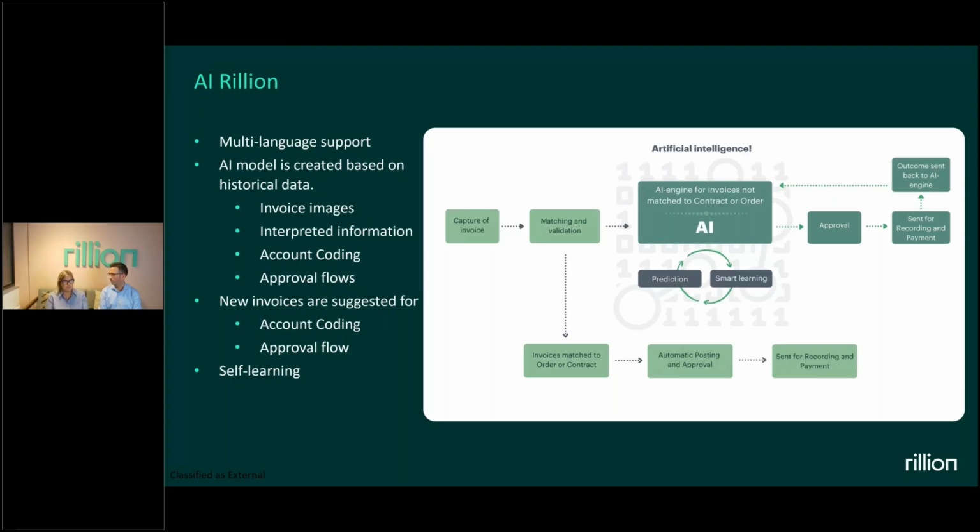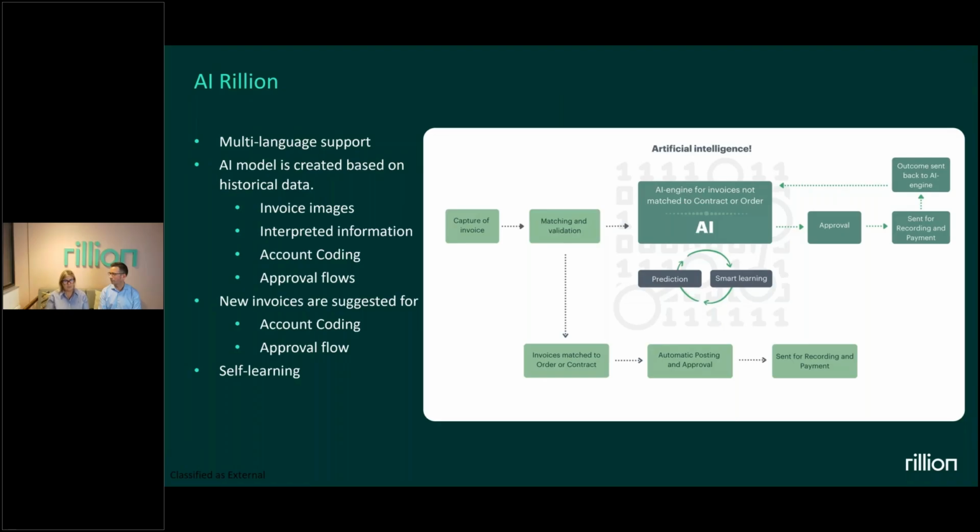What we will do is take out the historical invoice images, the information that you have interpreted from those invoice images. If it's an e-invoice, of course, it's a lot of data that we can extract from the e-invoice. The historical account codings and also the approval flows we will take out, and we will create this model. So it's a lot of data that we are using to really create a model that is your model.